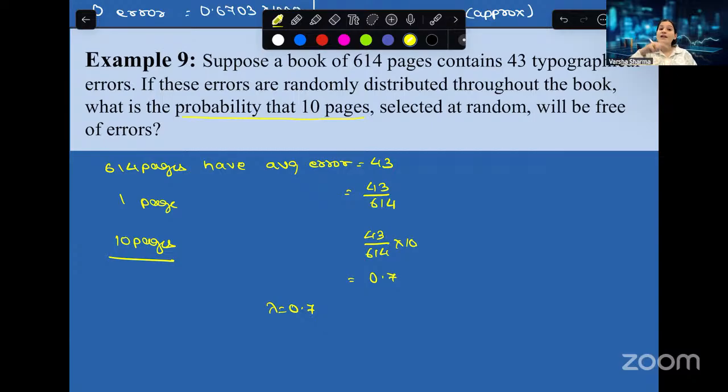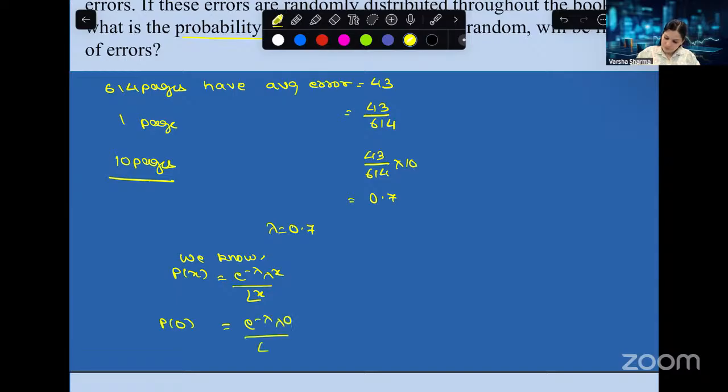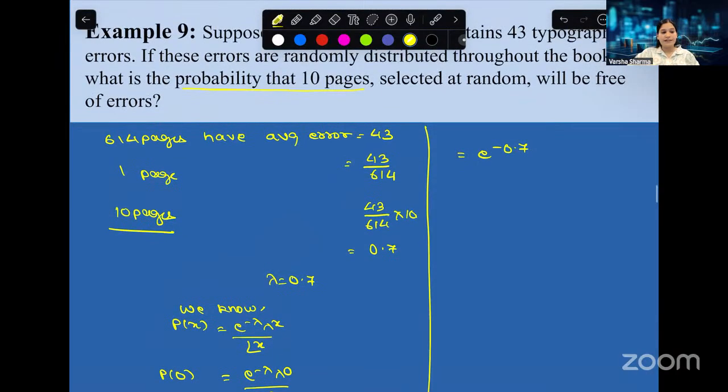If it would have been the number of pages in a book of 10, I'd first find it for one page, find the answer, and then multiply it by 10 to find the number of pages. But this is probability in 10 pages. So we have first found lambda for 10 pages, and now we want it free of error. So zero error. We have to find zero error using this formula. So P of 0 is e power minus 0.7. The value is not provided, so we'll leave it as it is.